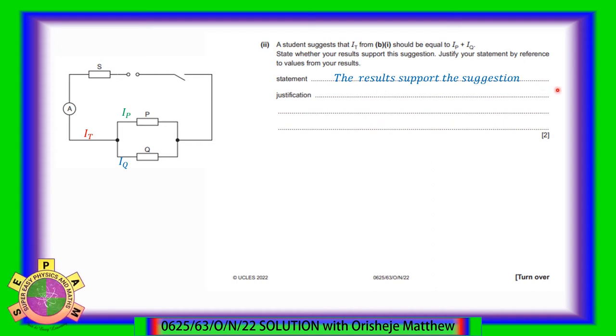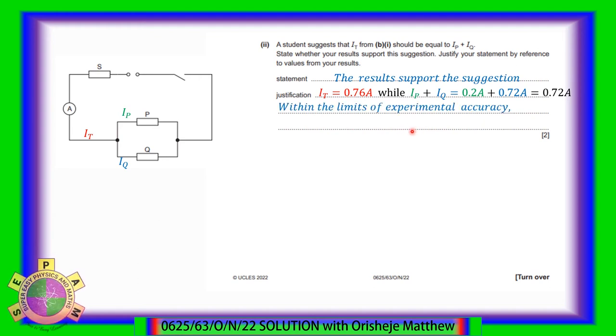The result supports the suggestion. Now, what is the reason? If you look at the values we have, IT is 0.76, and IP plus IQ is 0.72 ampere. If you look at the difference within the range of experimental accuracy, the difference between them is less than 10%. So once it's less than 10%, it can be accepted that it's equal, because let's assume that there is slight error. So within the limit of experimental accuracy, 0.76 is approximately this value, 0.72. So it can be accepted that the result is correct.